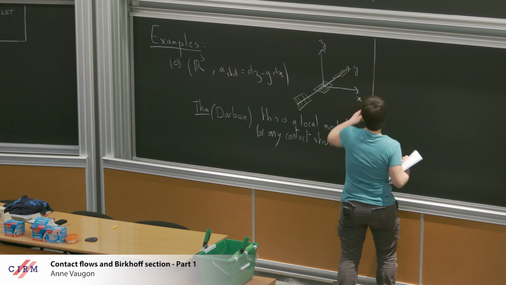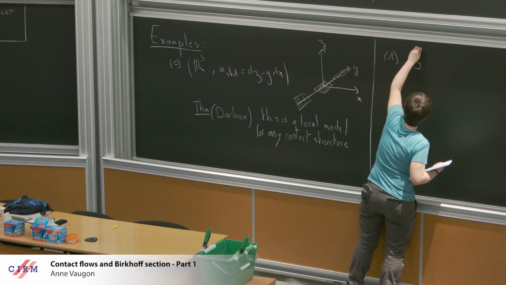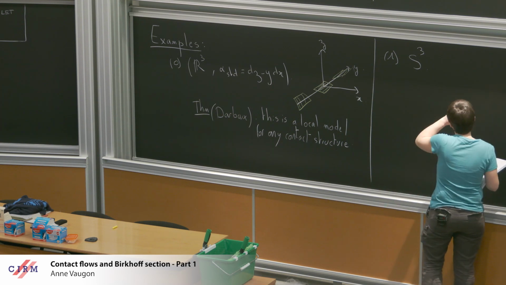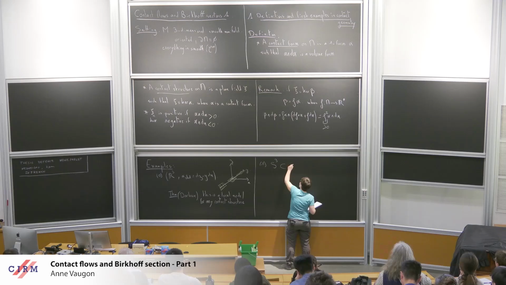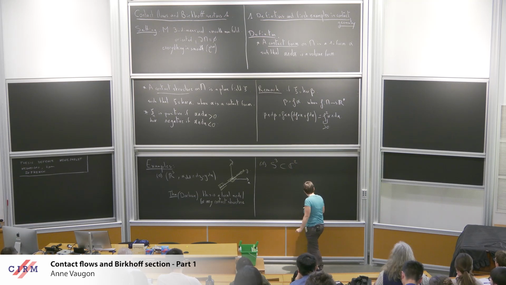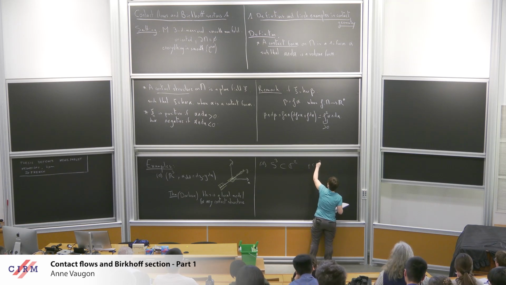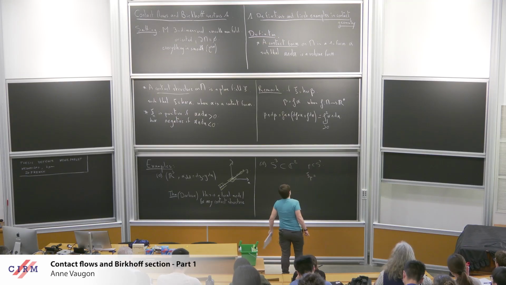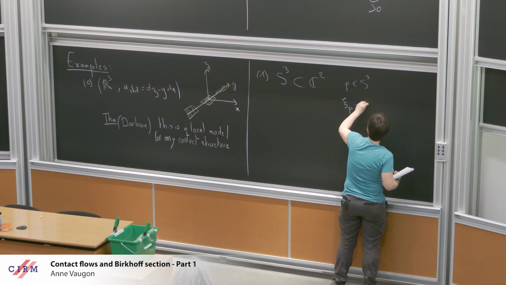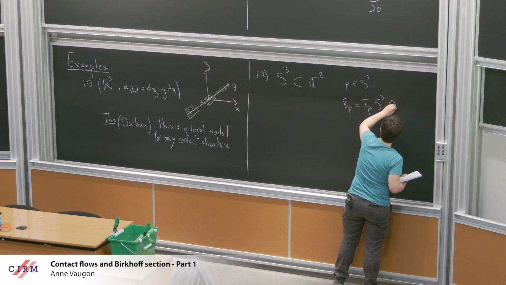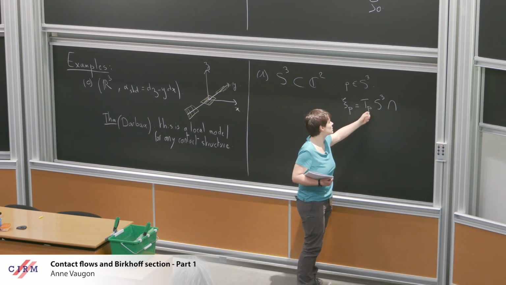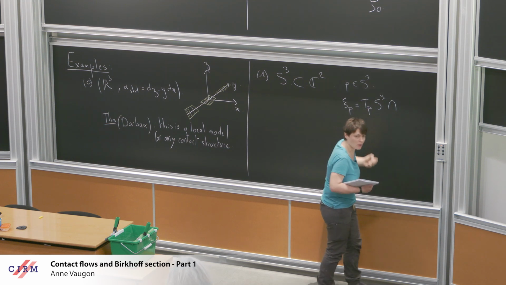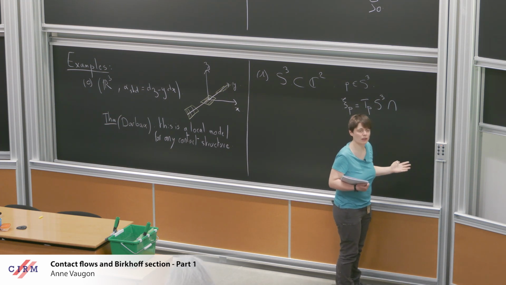So another example is on the sphere, the three-sphere, which I will see in C2. So if I pick a point P on my sphere, I will define the contact plane at P to be the intersection between the tangent space of S3 at P with its image by the multiplication by i.